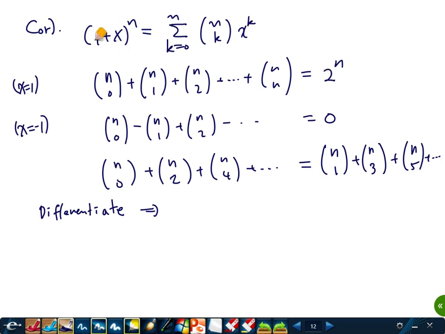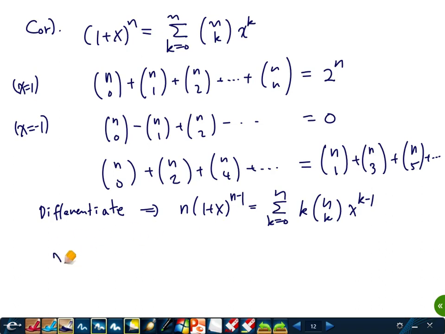The chain rule here. So it's going to be just n times (1 plus x) to the n minus 1. Derivative of this is this with respect to x. And derivative of this with respect to x, we just take the derivative at each term, term by term. And derivative of this, we all know, is k times x to the k minus 1. So it is this. Okay? Very easy.